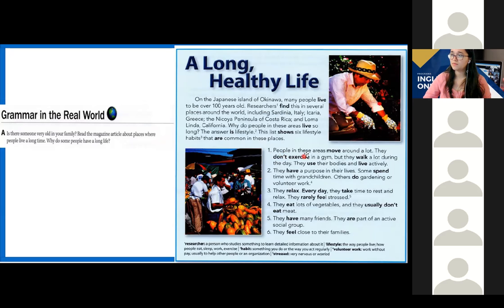Number one: people and dogs are moving around a lot. They don't say exercise in a gym, but they walk a lot during the day, and they use their body and life actively. Okay, thank you, Henry.